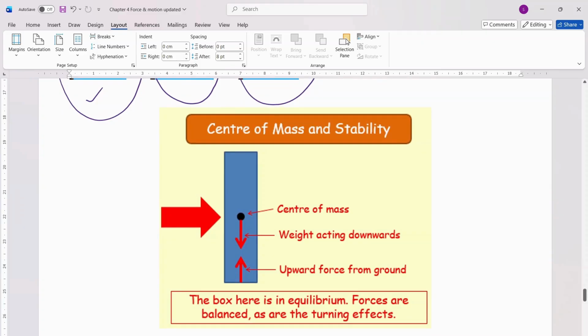So, center of mass and stability. This is the point where we have the center of mass. Weight is always acting downwards, and there is always an upward force from the ground. The box here is in equilibrium, forces are balanced, as are the turning effects.